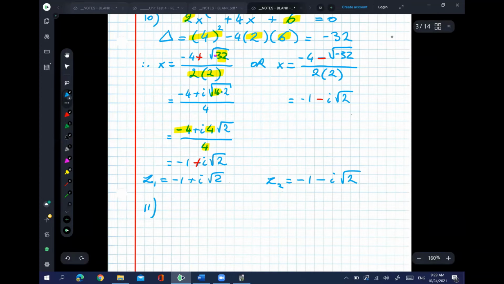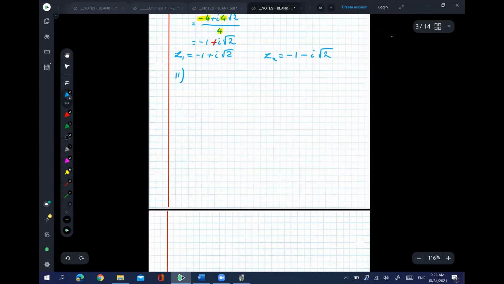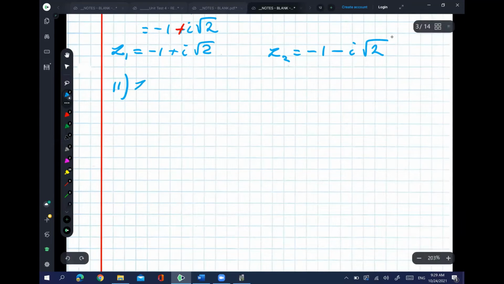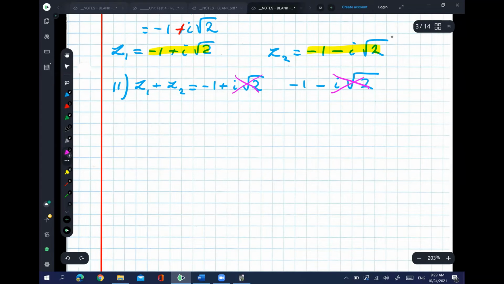Question 11 asks you to add up those two. So z1 plus z2 equals negative 1 plus i square root of 2. z2 is negative 1 minus i square root of 2. Now, those two will cancel out. Anything minus itself is 0. I'm left with negative 1 minus 1, which is negative 2.